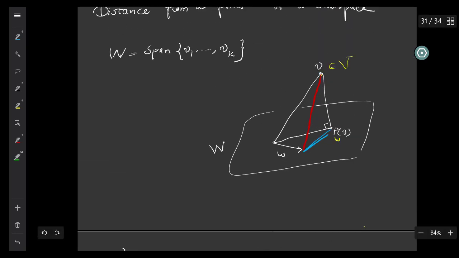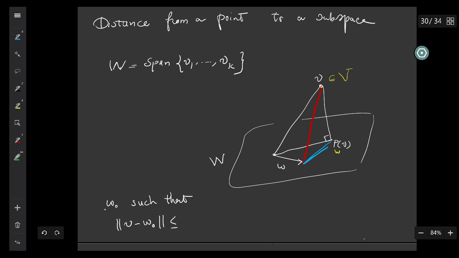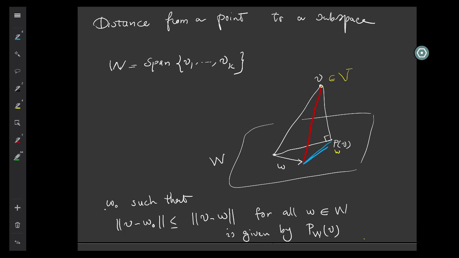When we are working with subspaces, we are in luck, because to find W naught such that the distance of V minus W naught is less than or equal to V minus W for all W in W is just given by P_W of V. Okay, so means that orthogonal projection of a point to a subspace gives us the minimal distance.